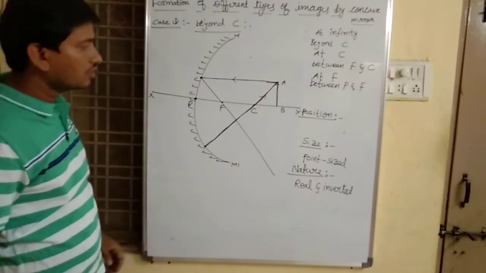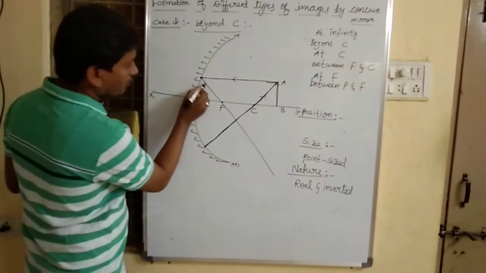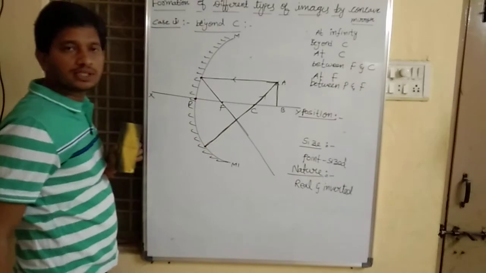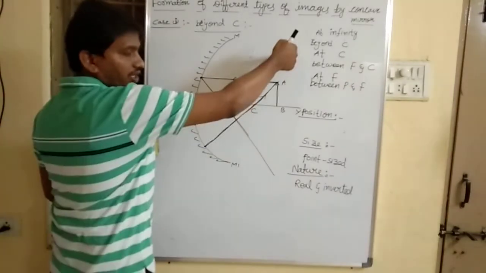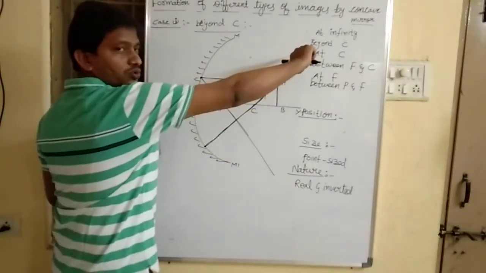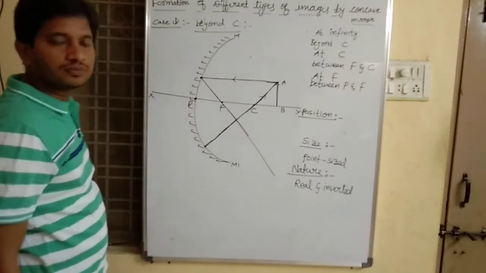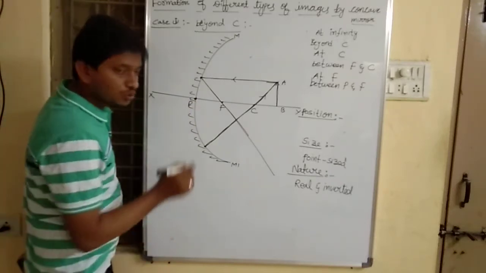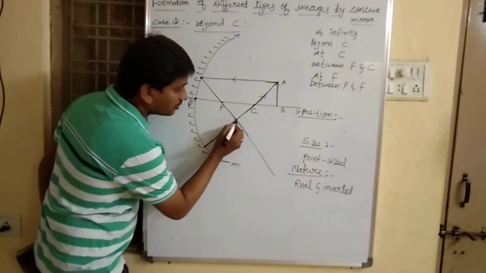Now if you observe my 2 reflected rays, this is one reflected ray coming through focus, and this is the second reflected ray which is going through the center of curvature. If you observe these 2 reflected rays, they meet at this point.